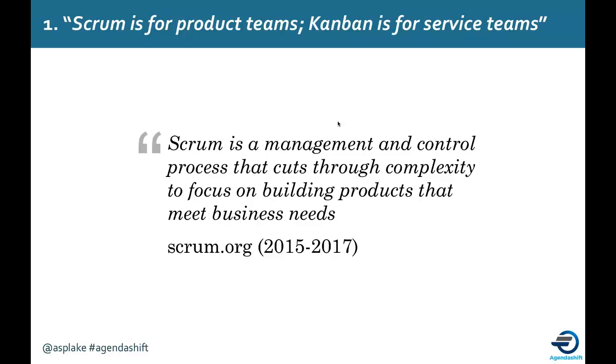Let's look at a definition of Scrum, or at least a description of what Scrum is all about. And this is straight from the horse's mouth. This is from scrum.org, from their What is Scrum page, or a slightly older version of it. This was the version that existed at the time I wrote my blog post. I went back to the Wayback Machine this week to understand when it changed, and it did change this year. So: Scrum is a management and control process that cuts through complexity to focus on building products that meet business needs.